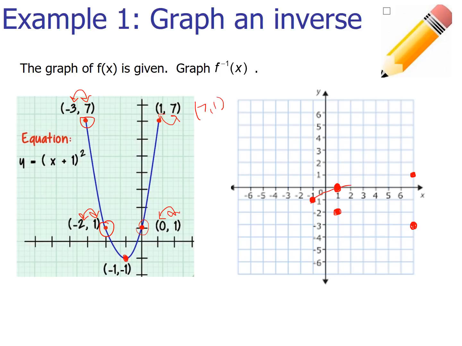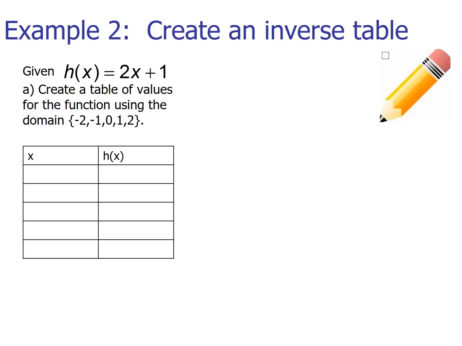And now let's connect those points. And that, ladies and gentlemen, is as simple as graphing an inverse. All we have to do is find points that we can identify on the graph, and the example they gave us was nice enough to give us point values, and then switch the x and y's and graph those points. So that's that example. Now let's do an example where we're creating an inverse table.